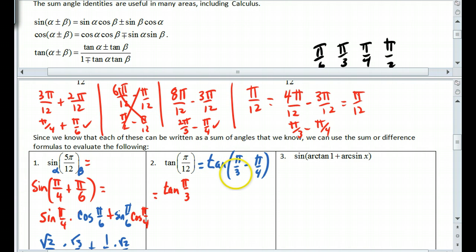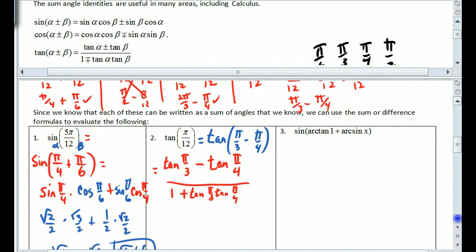So the tangent of pi over 3 minus pi over 4 is equal to, I'm going to be using this formula here. Now notice I used the negative because I have the minus here. So up here, I'm going to follow along with all the bottom signs. So this is negative and this is negative. So it's going to be the tangent of alpha minus the tangent of beta, all over... Now what do I use down here? Do I use the plus or do I use the minus? Well, since I use the bottom here, I use the bottom here, so it's going to be a plus. And this would be the tangent of pi over 3, tangent of pi over 4.